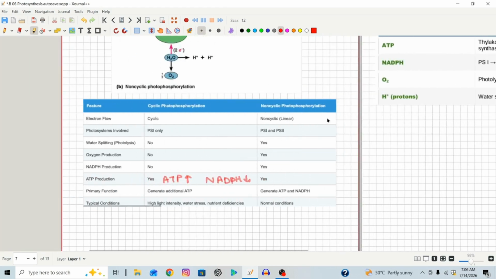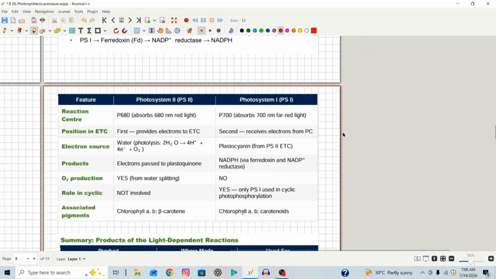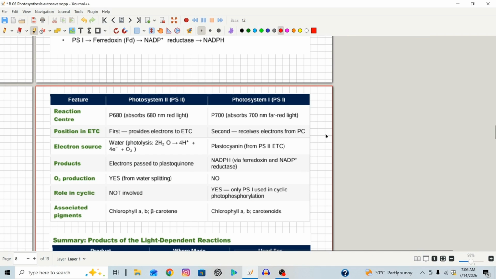If you haven't taken the screenshot, take it, and then we will move to the next difference between photosystem 1 and photosystem 2. So the difference is right in front of you, the difference between photosystem 2 and photosystem 1. Photosystem 2 is actually P680 that we discussed before. It absorbs the light of 680 nanometer, while photosystem 1 absorbs the light of 700 nanometer. Their position, we discussed in your diagram, is really clear.